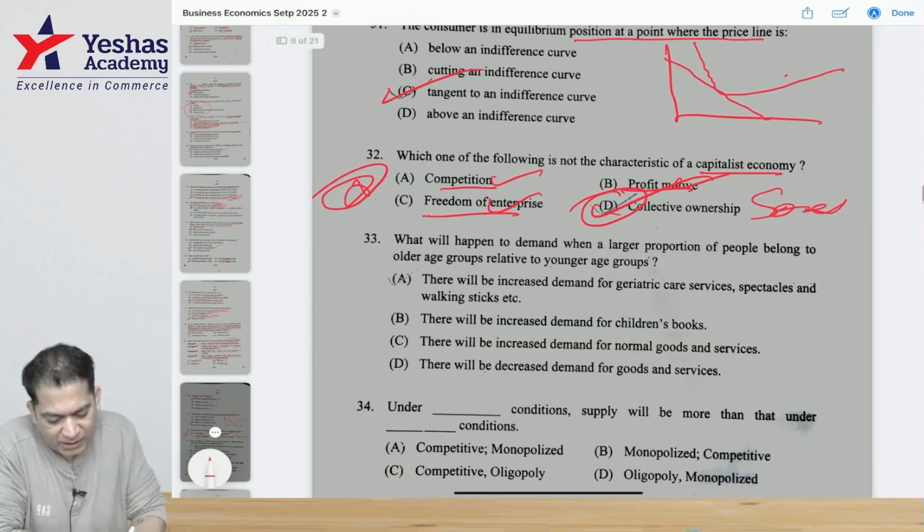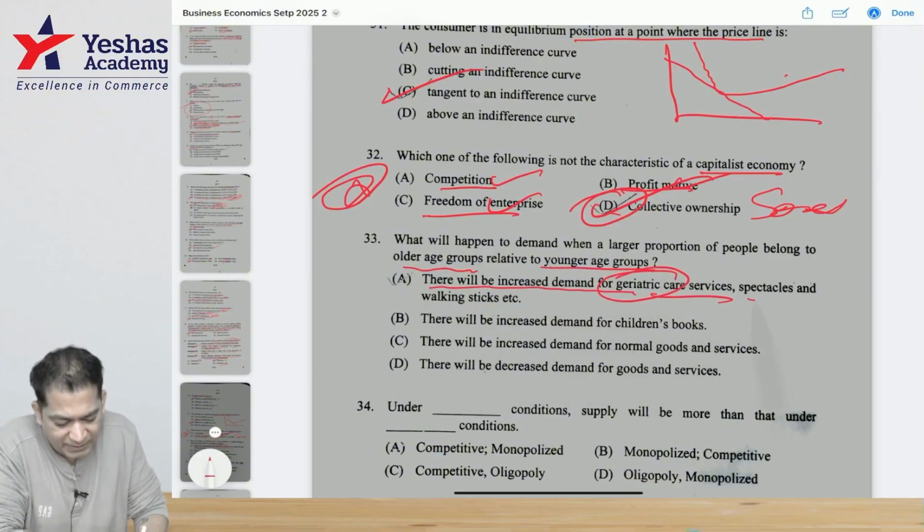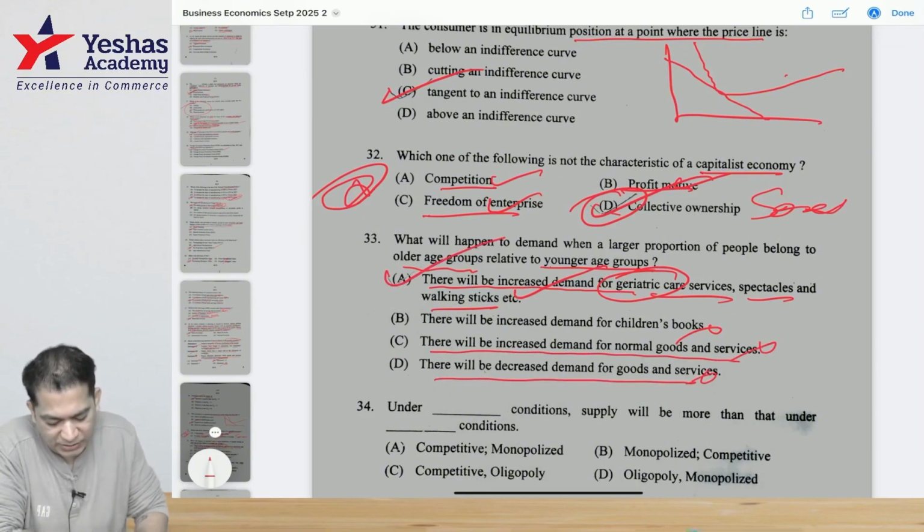What will happen to the demand when a larger proportion of people belong to the older age group relative to the younger age group? There will be increased demand for geriatric care services that are needed by the old people. Spectacles, yes. Walking sticks, yes. There will be increased demand for children's books, no. Of course, old people are not going to be interested in children's books. There will be increased demand for normal goods and services, no. There will be decreased demand for goods and services. So option A is better.